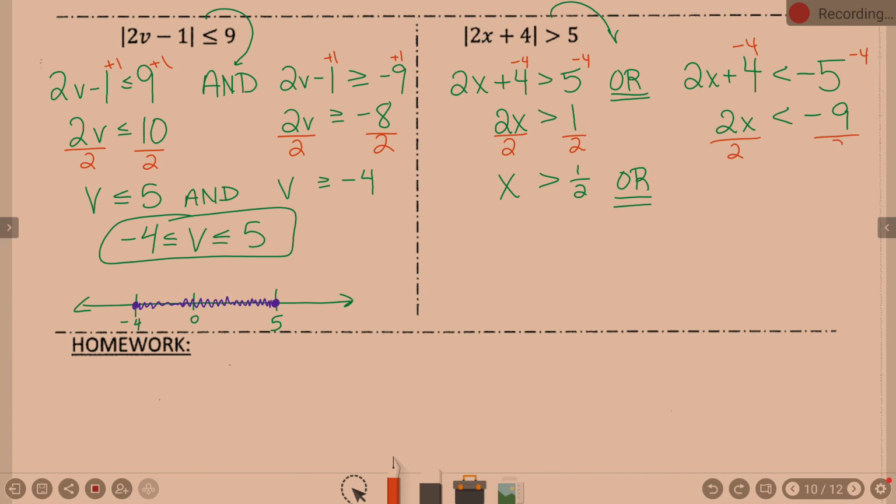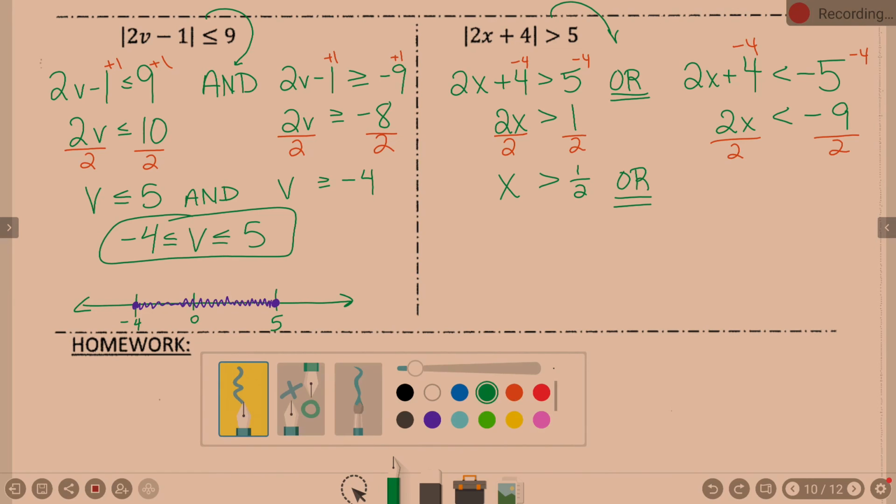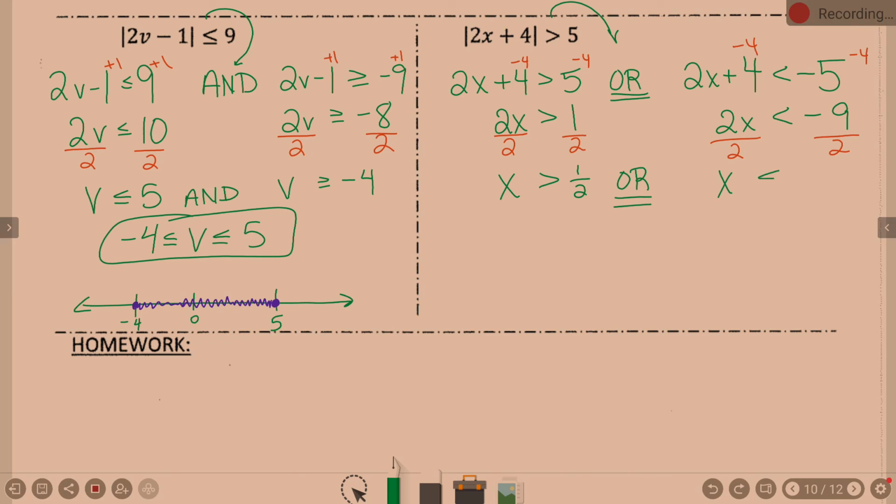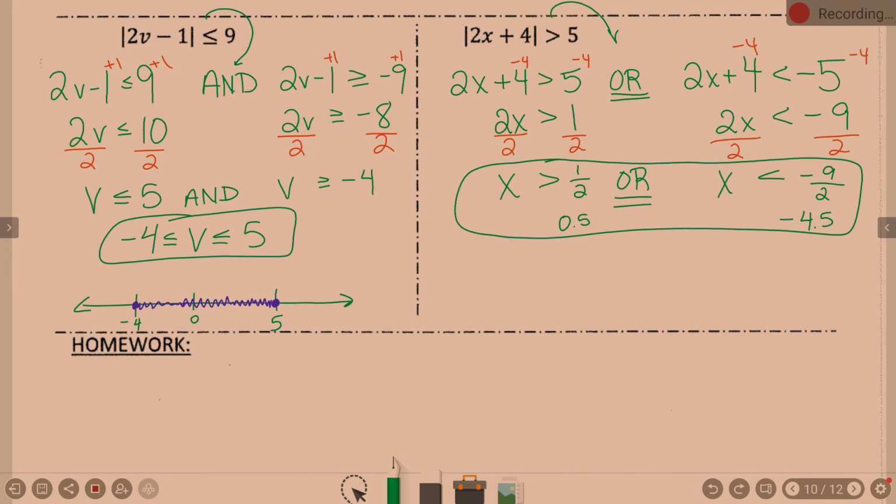Divide by 2. So you get negative 9 over 2, which equals negative 4.5. Bring that down. You can leave them as x greater than 1/2 or x less than negative 9/2. Or you can use 0.5 and negative 4.5. Okay, so I did it right. I just wanted to make sure. It's math. Answers do not always have to be whole numbers. They can be fractions or decimals, right?